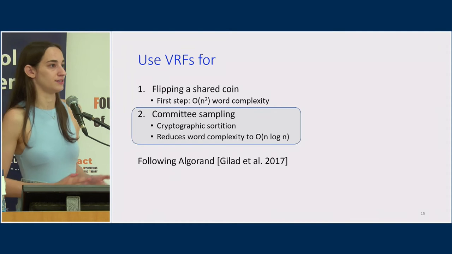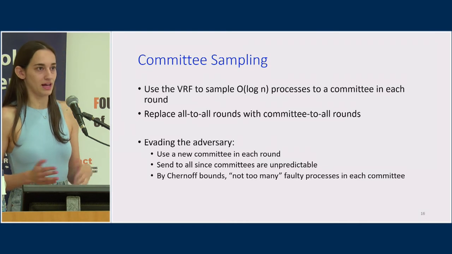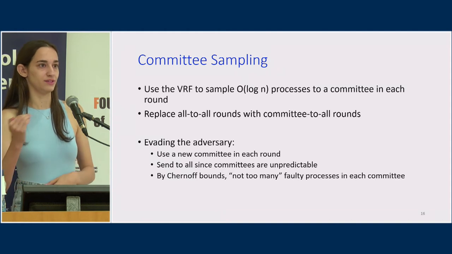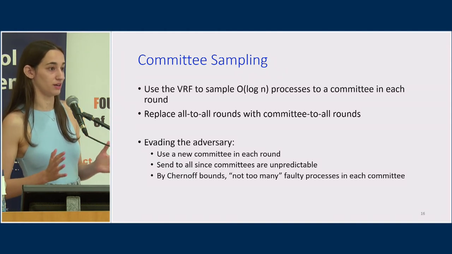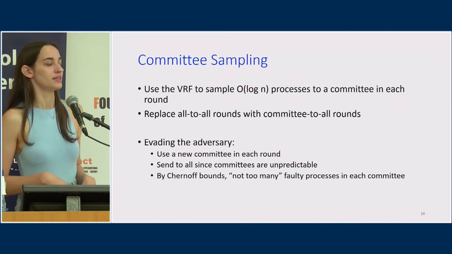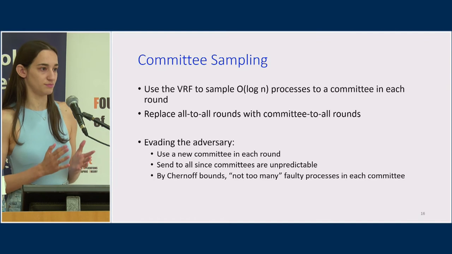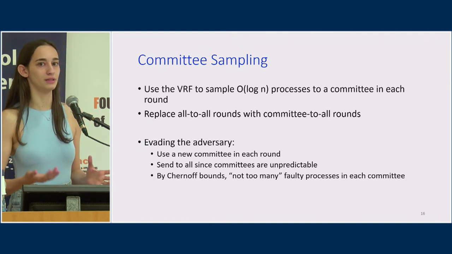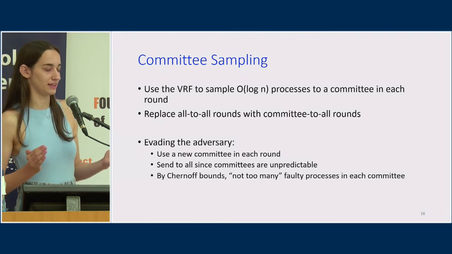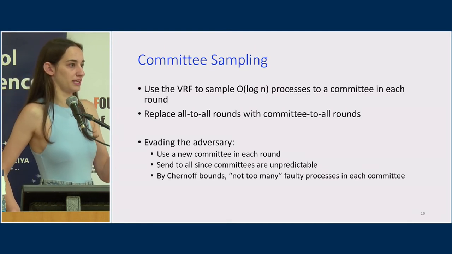So now we turn to the second use of VRF for committee sampling. What we do, like Algorand did, is use these VRFs to sample committees. So we define this threshold, which is approximately log n over n. Every process will obtain a different random value, and it will know if this value is below the threshold or above it. If it's below the threshold, this process is elected to the committee and will participate in the algorithm in the way I'll show in a second. And if not, it remains silent. So now, instead of all-to-all communication phases, we have committee-to-all communication phases.